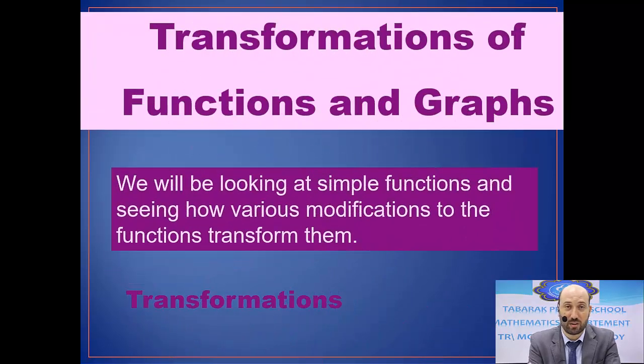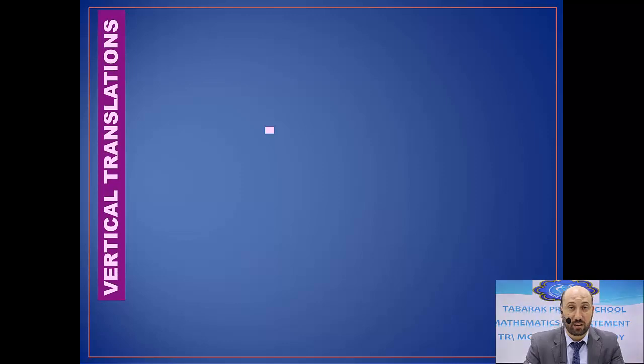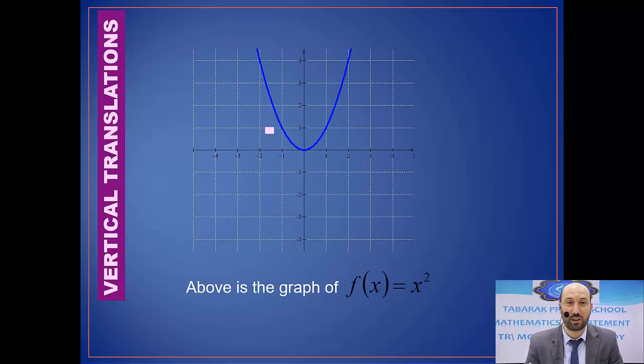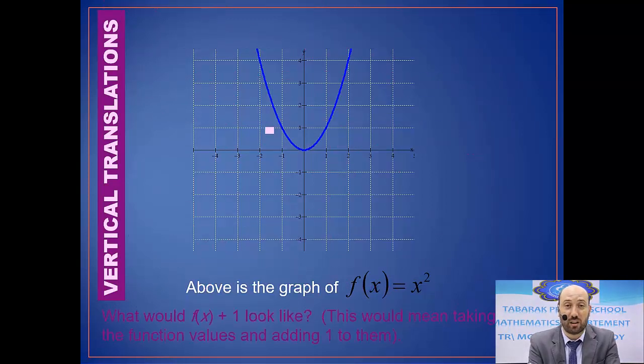Firstly, we have vertical translations. For the translations here, vertically up and down. On the above here we have a function f(x) = x squared. If you want to make a translation, how could we do it here? What would f(x) + 1 look like?